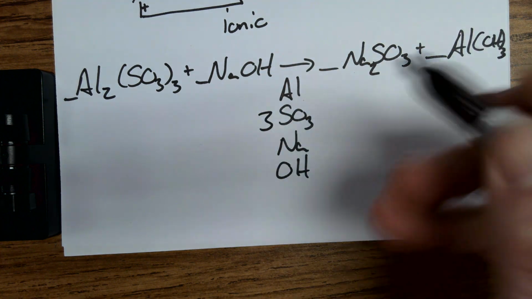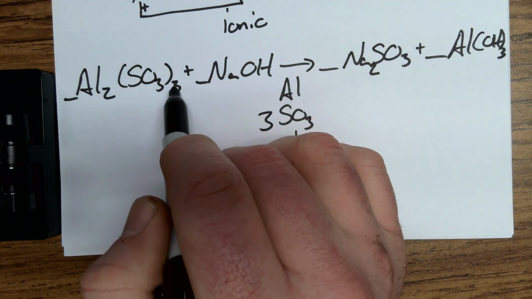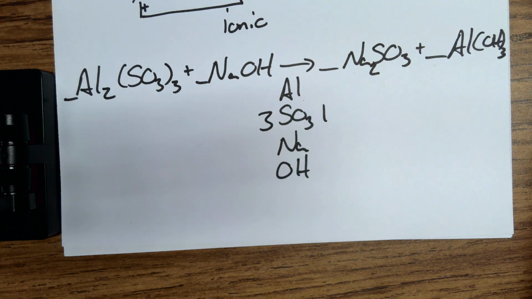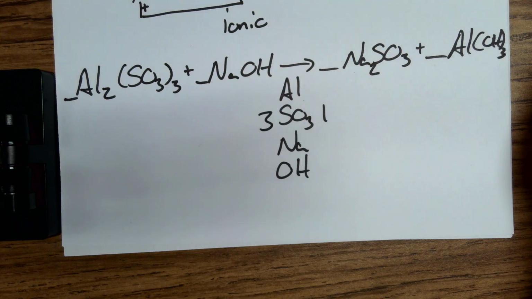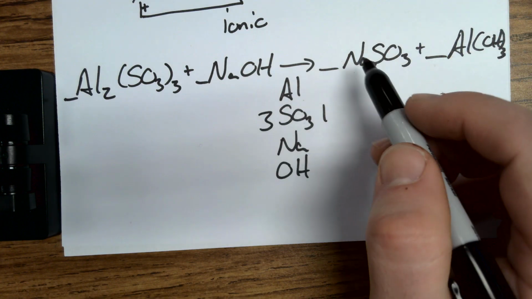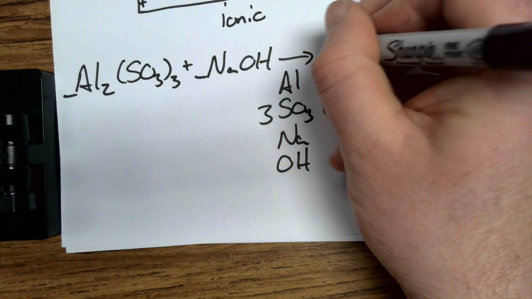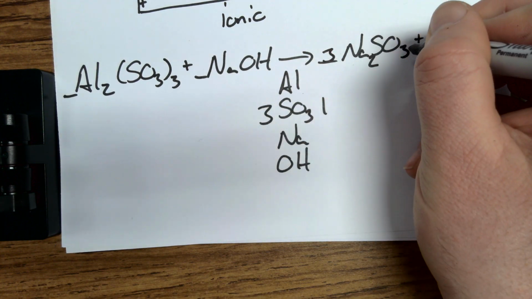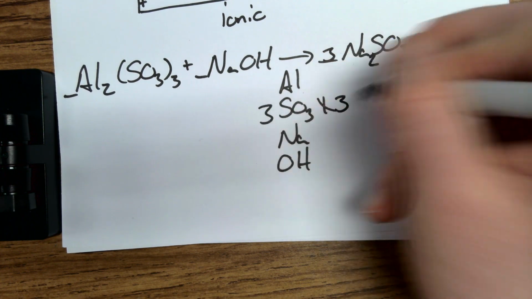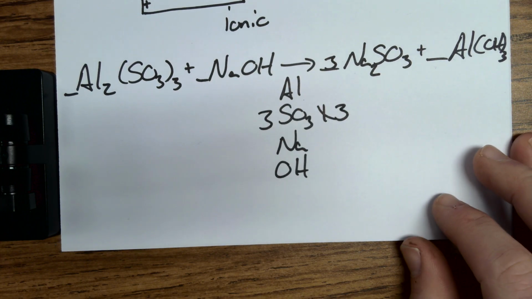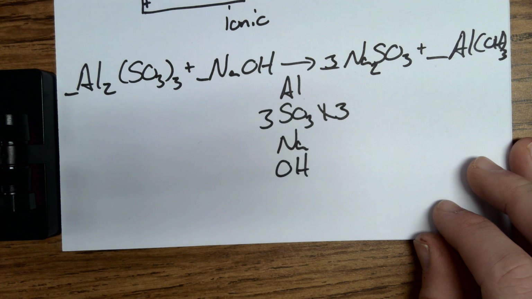I have 3 sulfites right here in my reactant side, and I have 1 sulfite on my product side. What coefficient am I going to put in front of sodium sulfite? 3. 3 times 1 sulfite gives me 3 sulfites. Wait, why is it just 3?